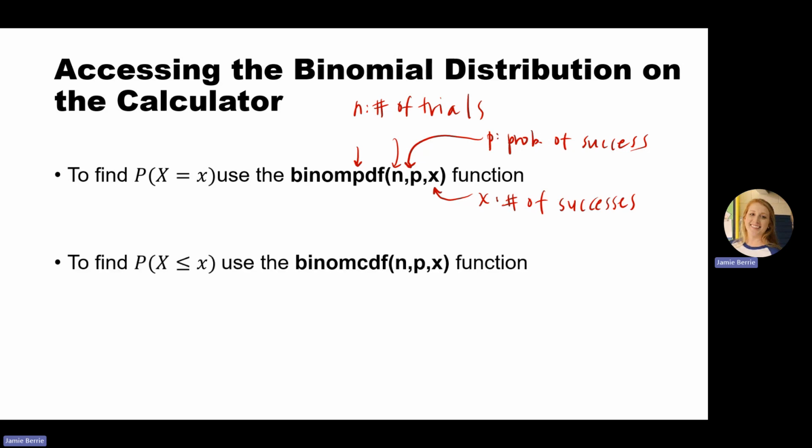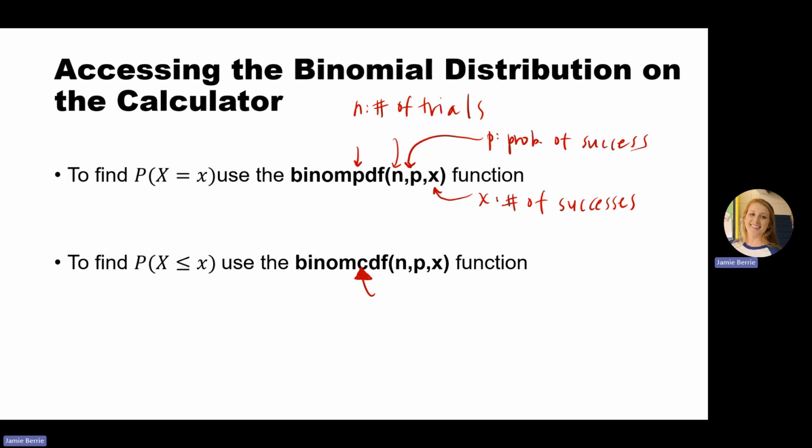If you're looking for the probability that X is less than or equal to a value, so say the probability that the dog catches the frisbee 4 or fewer times, then we use the binom CDF function. There's no good way to remember that. You just have to remember it. I don't have any cute little saying to remember when to use P and when to use C. For the equal to problems, you're doing PDF. For the less than or equal to, you do CDF.